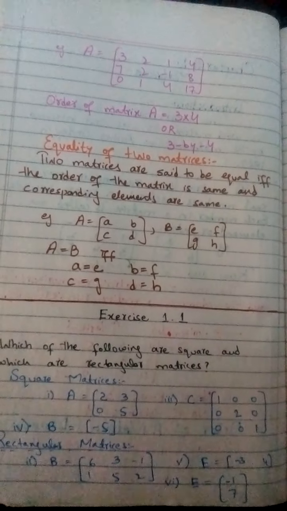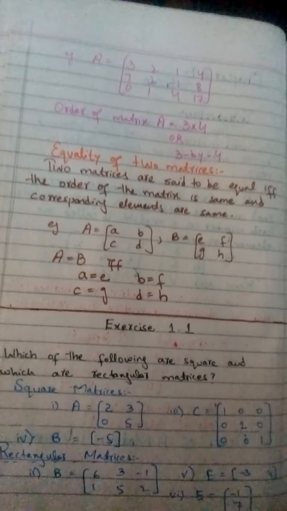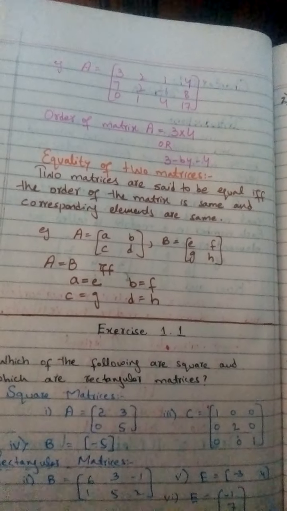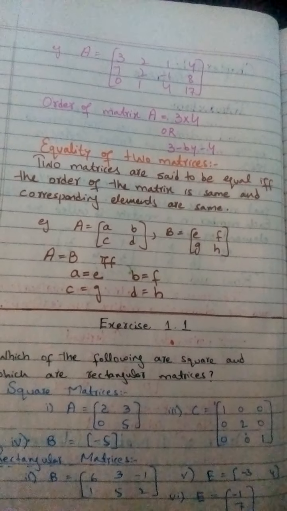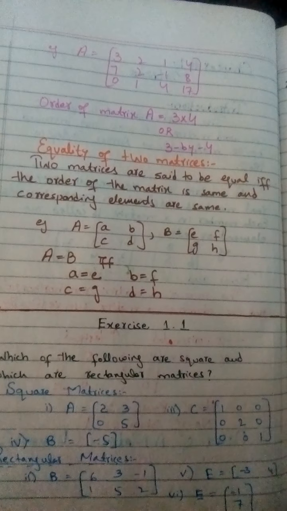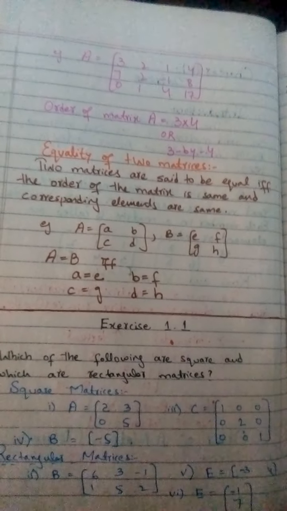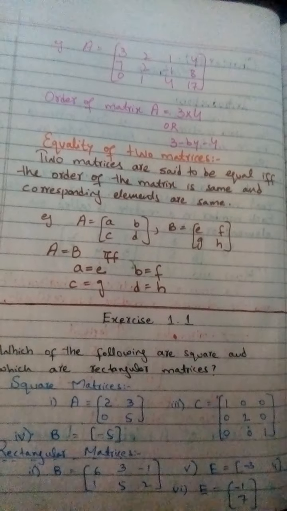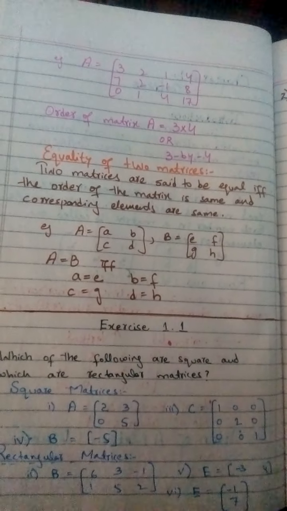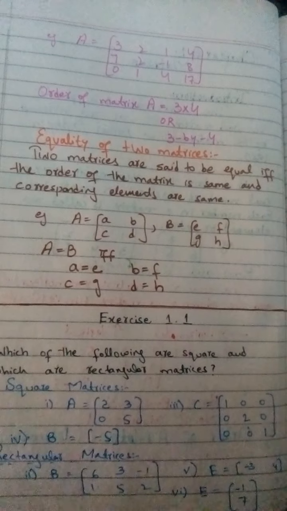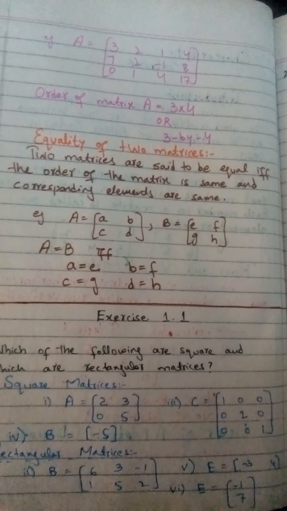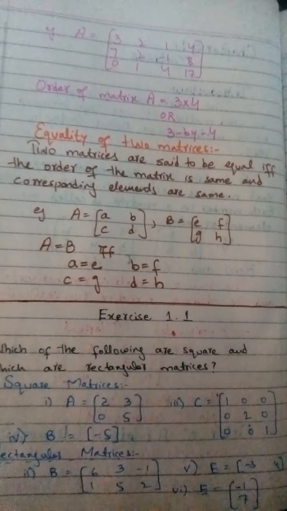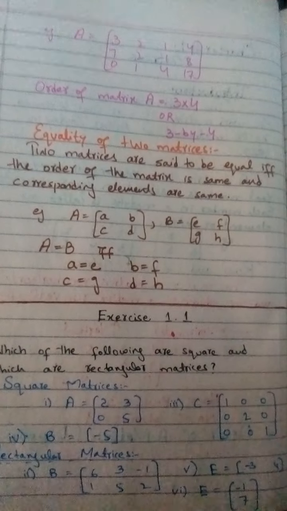Now, how will you say whether matrices are equal or not? Equality of two matrices. The definition says two matrices are said to be equal if and only if the order of the matrices is the same and the corresponding elements are the same. If the corresponding elements are not the same, these matrices are not equal. If these are the same, then the matrices are equal.